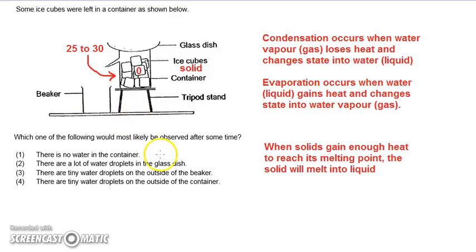Option 4, there are tiny water droplets on the outside of the container. Now, this is the container. The container will be cool because it is in direct contact with the ice, and it would have lost a lot of heat to the ice. When the surrounding water vapor, which is about 25 to 30 degrees, touches the cooler surface of the container, it will lose heat, and the water vapor will change state into water, leaving a lot of tiny water droplets on the outside of the container.